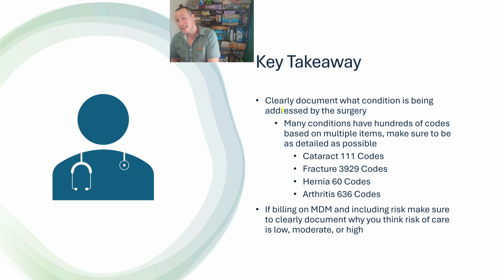And finally, my key takeaways on this subject is clear documentation whenever we're addressing pre-op surgeries. The reason why I want to break this down is coding guidelines have us have to code to the highest level possible each and every time. For example, here's some major surgeries that we'll see very often. Cataracts has 111 codes. Fractures were at 3,900 codes. Hernias were at 60, and arthritis were at 600 different codes.